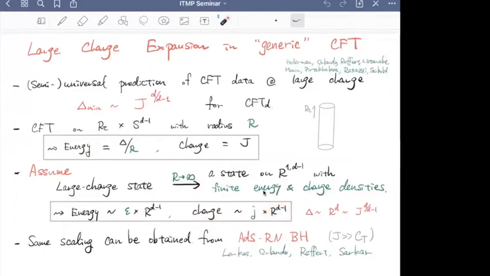If you combine these, you can easily conclude that the dimension of the operator should scale like R to the D, which is actually J to the D over D minus 1. And as you can see, this is a very universal prediction, which is true as long as this assumption is true. You can actually get the same scaling also by analyzing the AdS RN black hole, which describes some very heavy operator with U1 charge in some holographic setup.